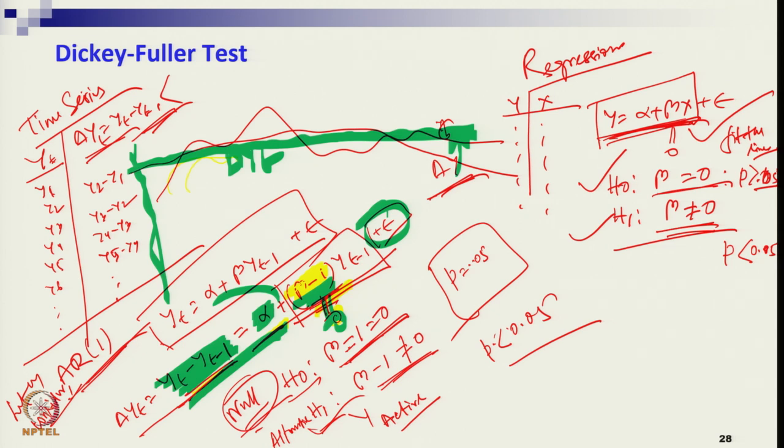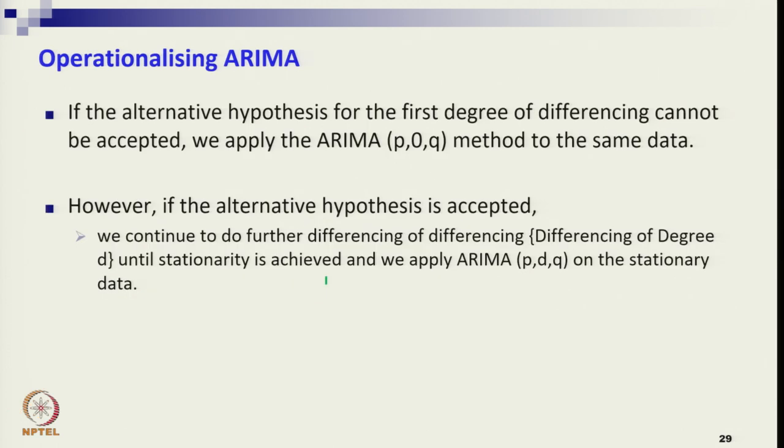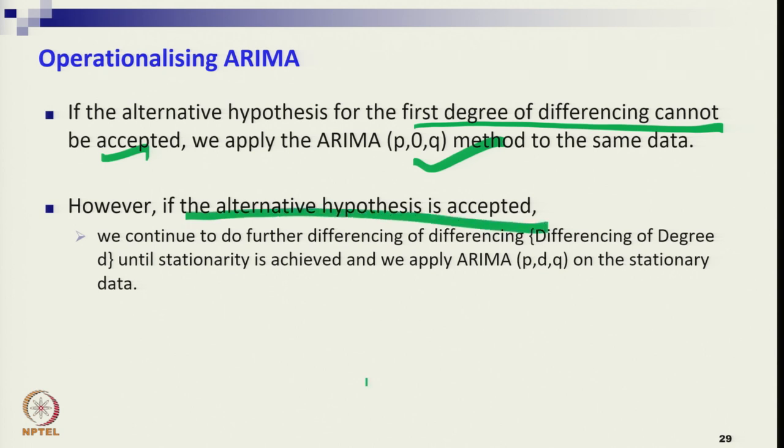But unless your beta minus 1 or this differencing process holds true for the null hypothesis, you need to continuously do the differencing process. Here I have mentioned: if the alternative hypothesis of the first degree of differencing cannot be accepted, we apply the AR process because first differencing is not required. In the beginning itself, your data becomes stationary. But in case the alternative is accepted, what does it mean? H1 is active now.